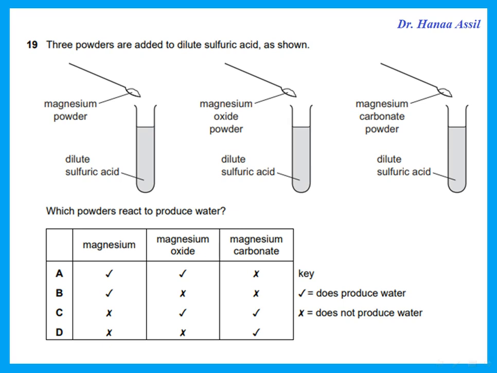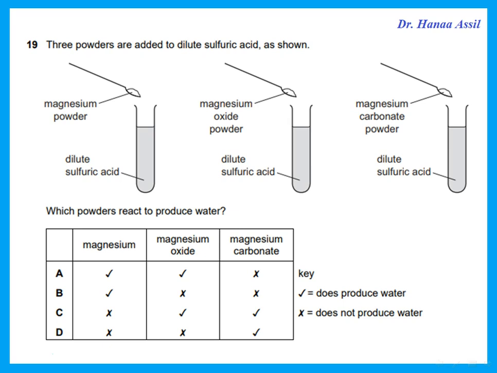Three powders are added to dilute sulfuric acid. So I have magnesium as a metal added to sulfuric acid, or magnesium oxide, which is a base, added to acid, or magnesium carbonate added to acid. Now he's saying which of these produce water. You should remember that metal plus acid will give salt plus hydrogen. So magnesium will not produce water. So my answer is C or D.